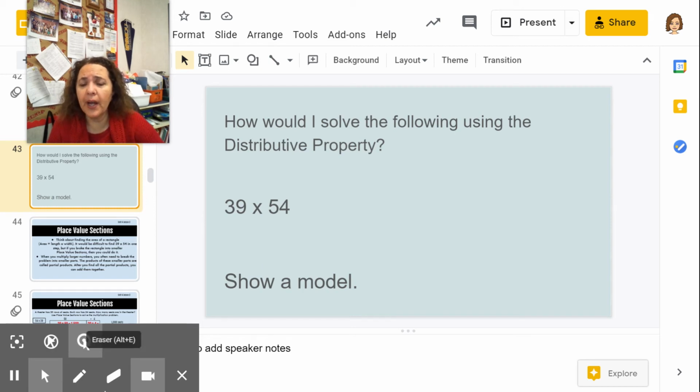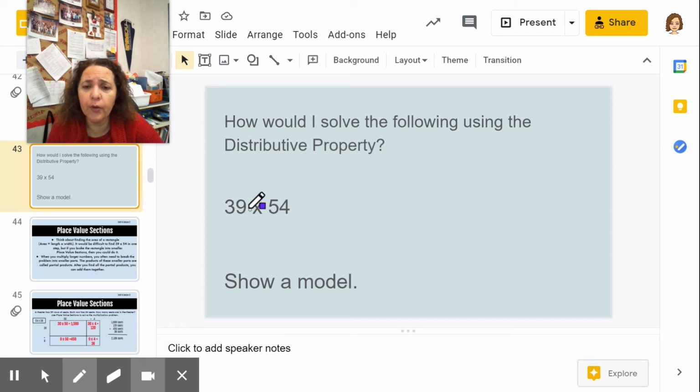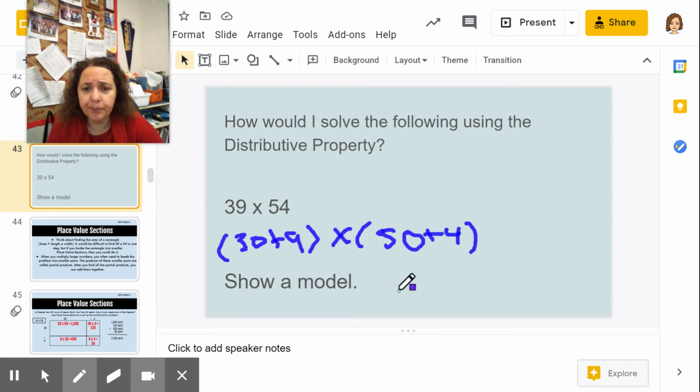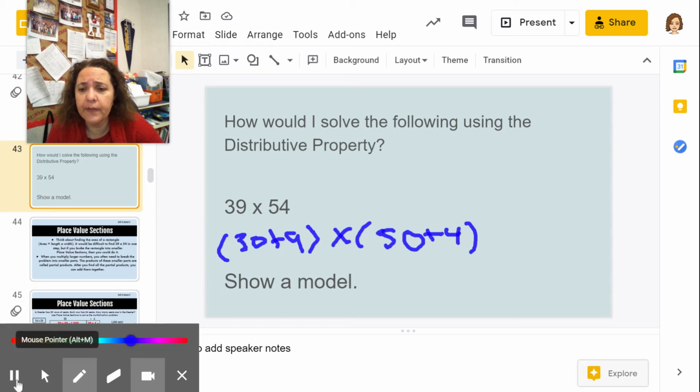Okay, so if you said I can break them apart, you are right. Because what can I break the 39 apart into? I can break that apart into a 30 plus a 9, right? A 30 plus a 9. That's going to give me 39 times, what can I break apart the 54 into? If you said a 50 and a 4, you are right. 50 plus 4 is going to give me that. And now I can just multiply it and it'd be so much easier, right? So let me show you how to use that model with the place value sections in the next slide.